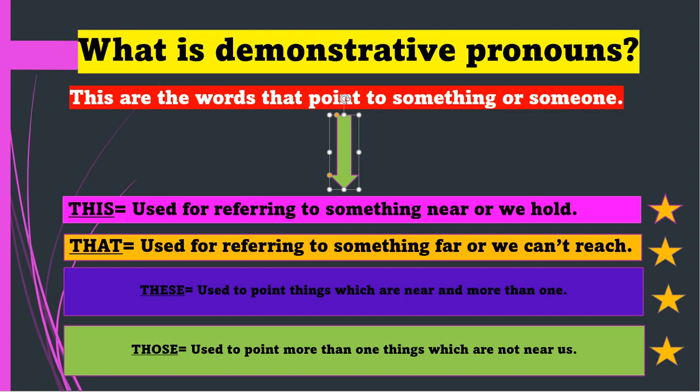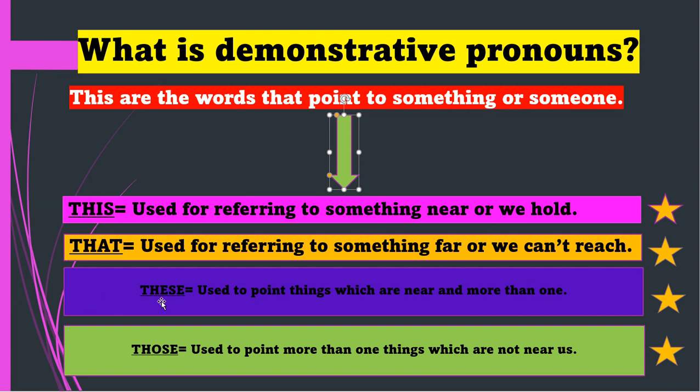Okay, so here we learn this. This is used for referring to something near or that we hold, an object that is near you or that you can touch. Next, that is used for referring to something far, something we cannot reach, we cannot touch, and that is far away. This and that are singular demonstrative pronouns, so they are only for one thing.